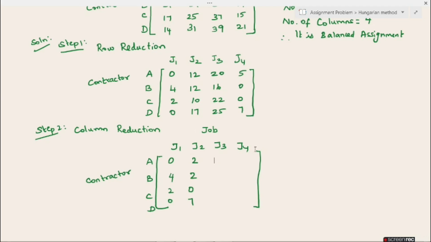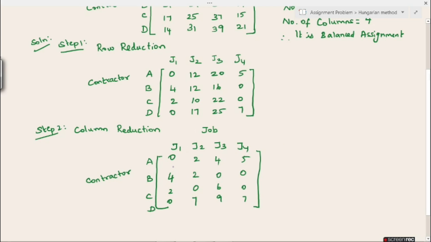In the third column, the minimum value is 16. If you subtract, 20 minus 16, that is 4, 16 minus 16, 0, 22 minus 16, 6, 25 minus 16, 9. In the last column, we have 0, so that is the minimum. If you subtract, you will get the same values. After this column reduction step, now we have to find an assignment and the optimal solution.